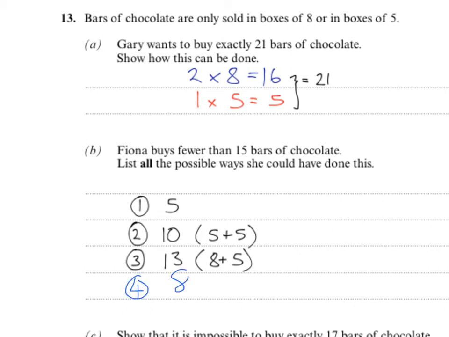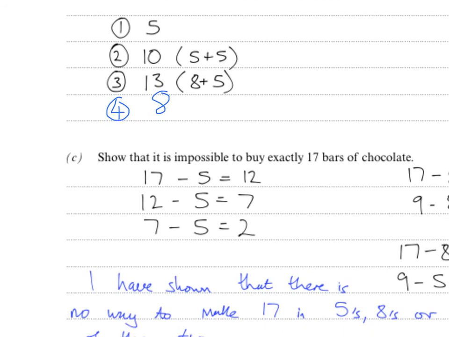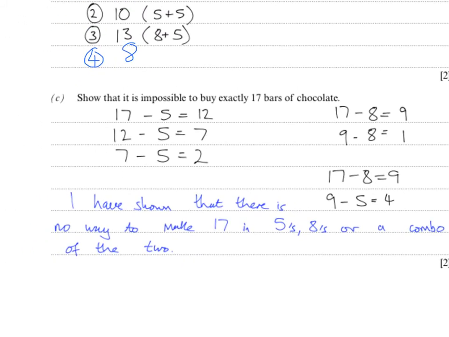I could have got just the 8, couldn't I? Okay, so there are 4 ways of doing that. And then C, it says show that it's impossible to buy exactly 17 bars of chocolate.